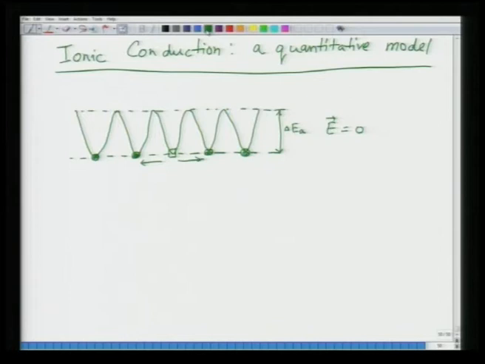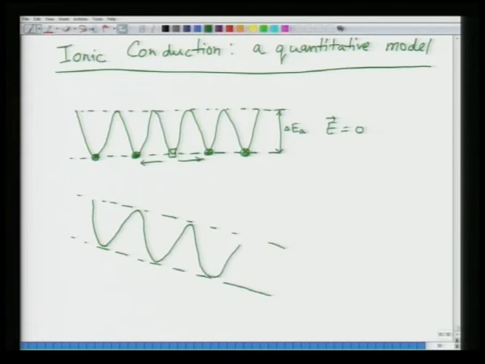When you apply an electric field, the same picture changes a little bit. So depending upon the direction of the electric field, let us say the direction is this. So here now what happens is, of course these are not to scale. So let us say this distance is delta, all of them are delta.